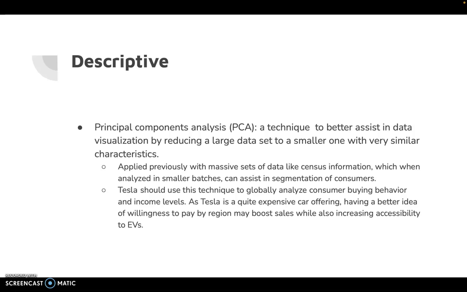We believe that Tesla should use this technique to globally analyze consumer buying behavior and income levels. Most Teslas are very expensive, as even their entry level is higher than most entry level offerings. So this would allow us to have a better idea of different regions' willingness to pay that amount of money, and it could boost sales and increase the accessibility to EVs for those who do not have as much.